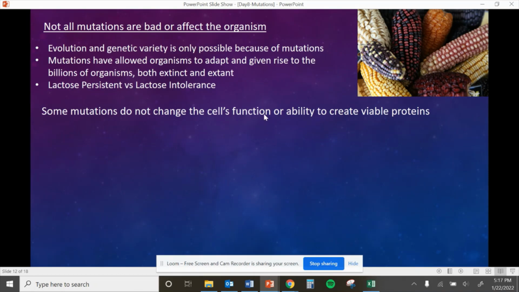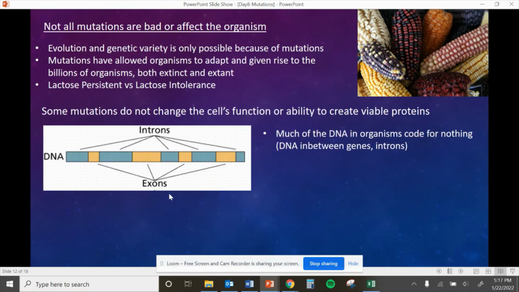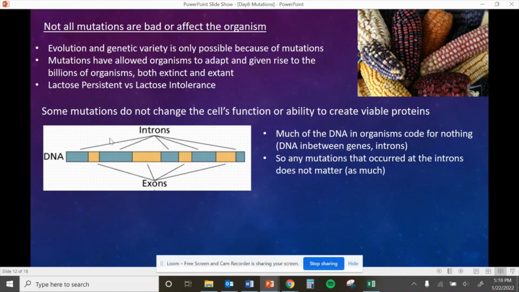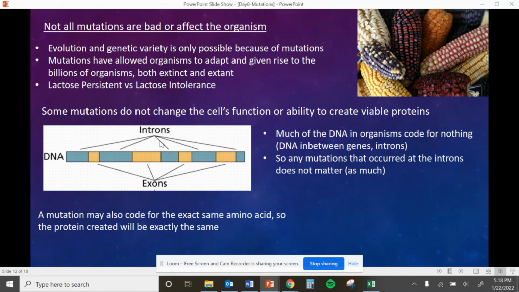And like we mentioned before, some mutations do not change the cell's function or ability to create proteins. So it could be that it is a mutation in one of our introns that's going to be taken out. They don't matter as much. It could matter though. Remember when we talked about our alternative splicing, so it could be incorporated into a different protein. Or it may code for the exact same amino acid like I mentioned in those silent mutations.